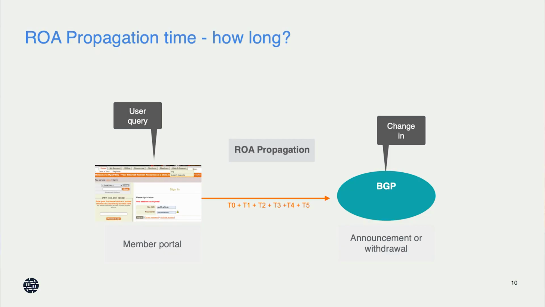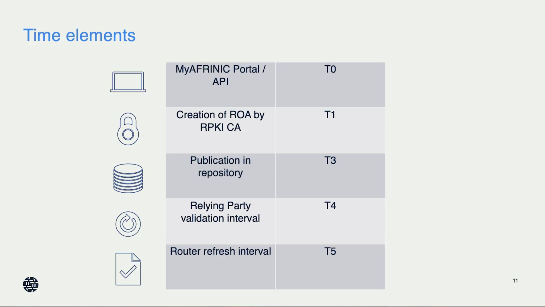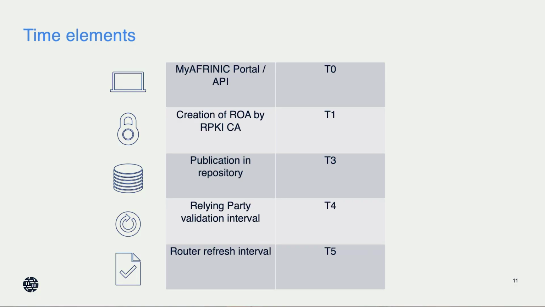So how long does it take between the user query, the time when you click, okay, let me create a ROA on the Afrinic portal, and the time when you will actually see the change in BGP? As I mentioned, these are the different time elements. First of all, you connect to your portal. You would create a ROA. This is T0. T1 is when the actual ROA is created. T3 when it is published. T4 when the relying party will fetch these objects, and T5 where your router, which has a refresh time, will contact the relying party.